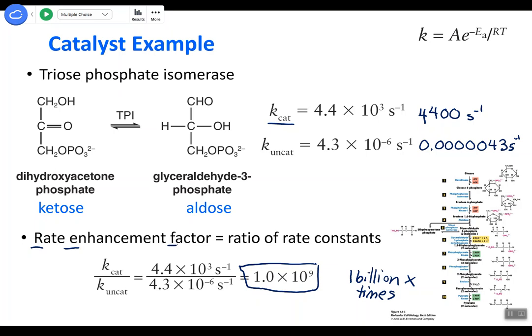To help us grasp how big that number is, if the catalyzed reaction took 1 second to happen, ketose into aldose, and then you can continue with your glycolysis.